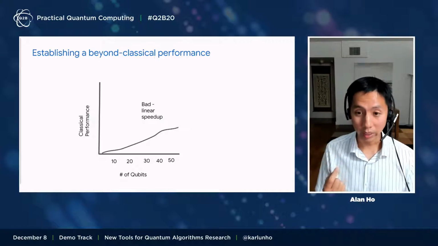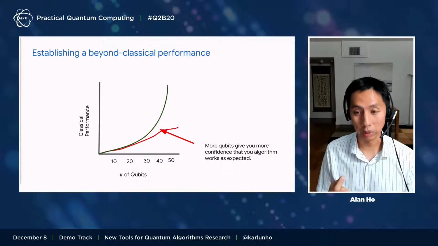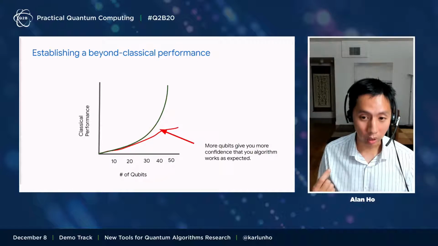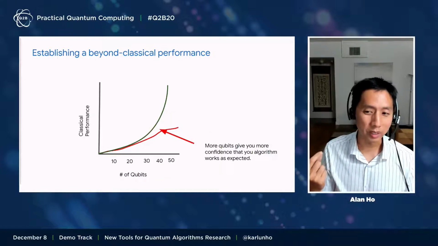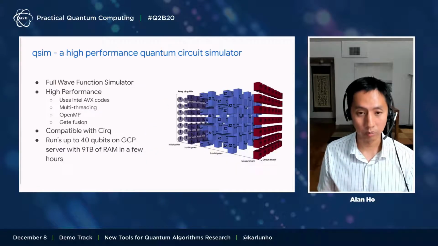Unfortunately, when you use a low number of qubits, it's very difficult to distinguish between a linear speedup and an exponential speedup. So being able to test your algorithms on more qubits allows you to essentially draw more points on the line and gives you more confidence in the algorithms that you expect to work.